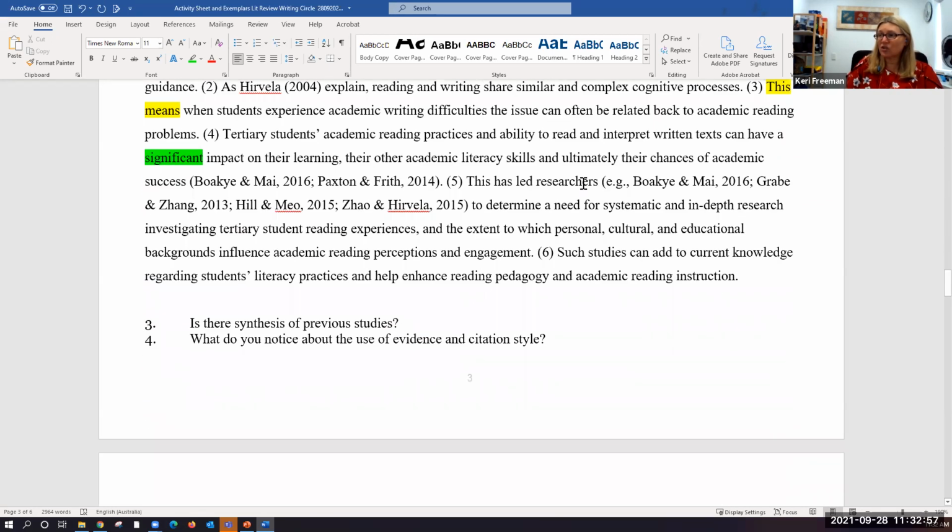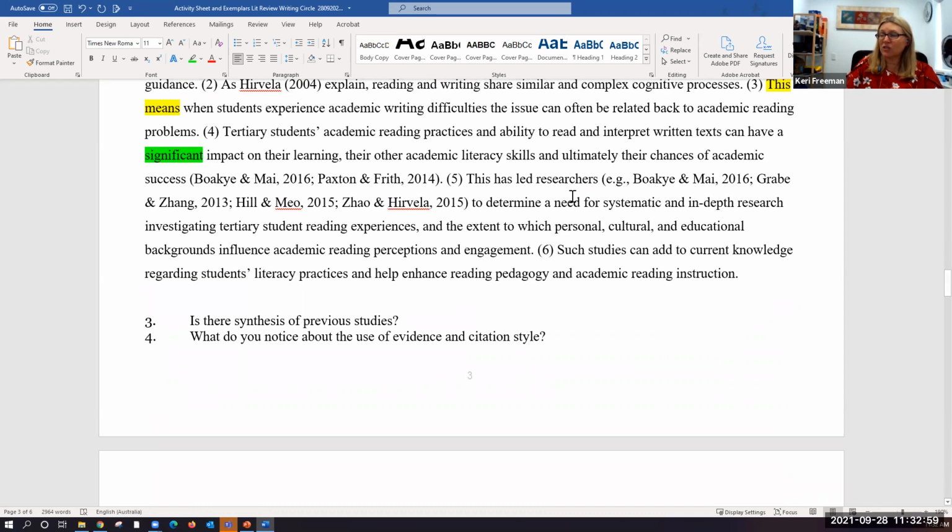This has led researchers, so there's that EG again, to determine a need for systematic and in-depth research, investigating reading experiences and the extent to which these things influence. So this is setting it up, isn't it? This is setting up that this is why we care, right?